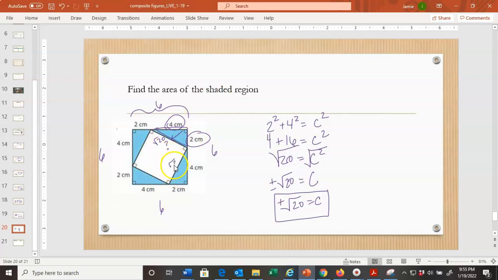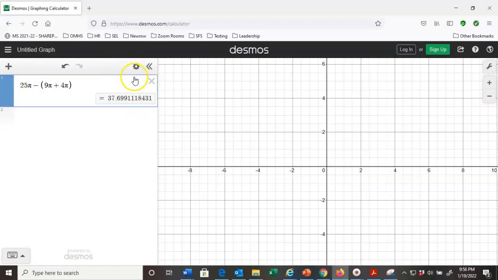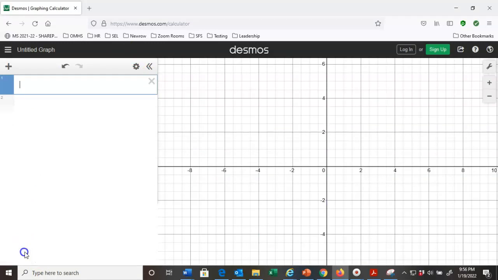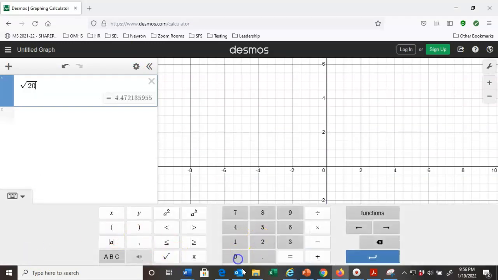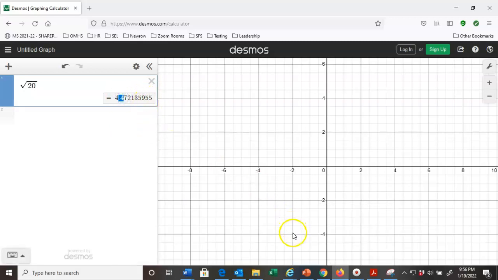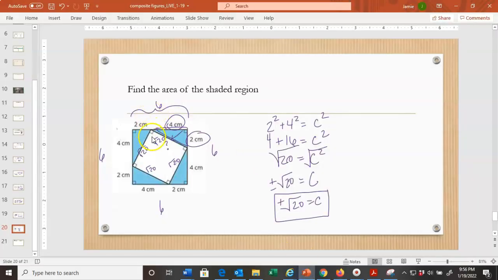I promise. If you wanted to get a decimal, you could, but then you're going to end up rounding. Look, square root of 20. See, you're going to lose all these really good decimals if we round. So let's wait to round until the very end, if necessary. All right, now we know this square is root 20 by root 20.